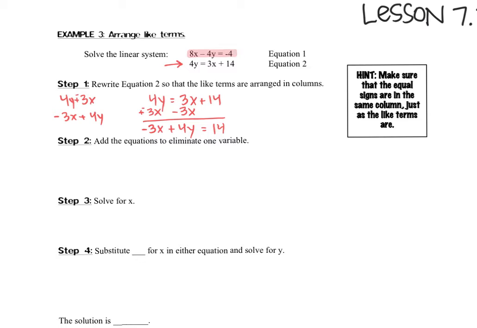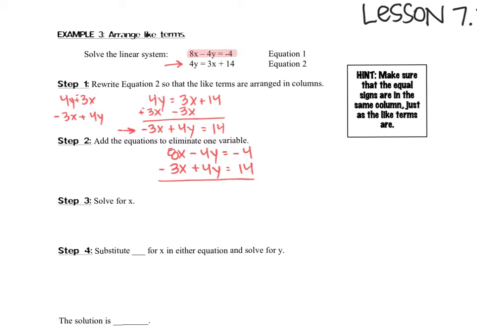All right, and actually now I'm good because you can see I have it in the order x term, y term, equal sign, constant. All right, so now I'm going to take that first equation, the 8x minus 4y equals negative 4. I didn't do anything to that one. I just got the second equation to match the first one. So now I'm going to take my second equation that I moved around. So here, this negative 3x plus 4y equals 14. And hopefully you can see now we've got everything lined up. The x terms are lined up, the y terms, the equal signs, and the constants. So we're good to go.